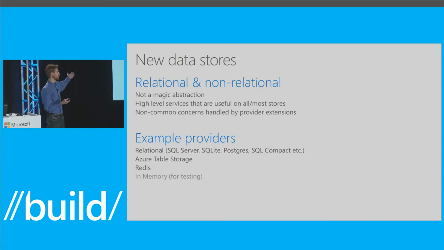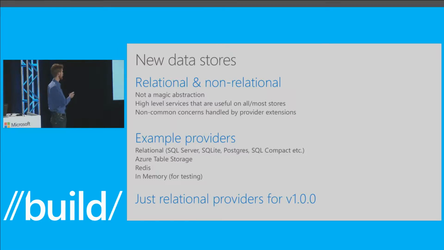And here are some examples of stuff we've worked on. Now, not all of these are going to ship in V1. For V1, we're just shipping our relational providers. But we have also prototyped Azure Table Storage and Redis just as a proof of concept that the stack will work in non-relational stores. And then we do plan to bring those through to an RTM. They're just not going to ship on the same date that V1.0.0 of everything else ships. I should also mention we have an in-memory store, which makes functional testing, where you want to run your app against a database, a lot easier to do.